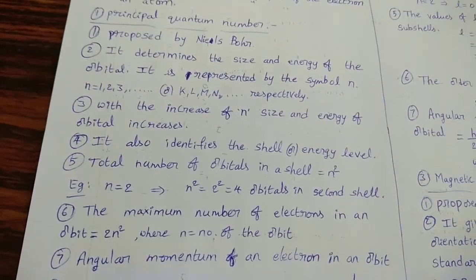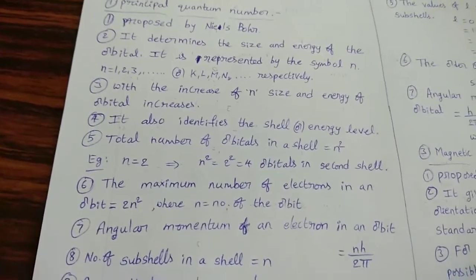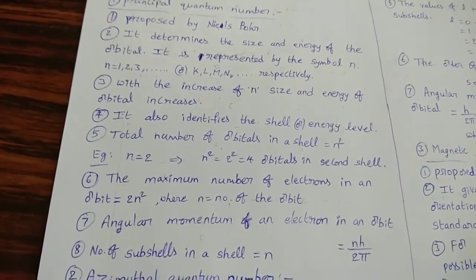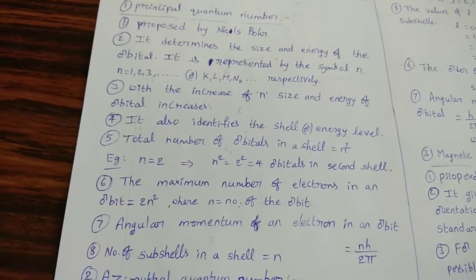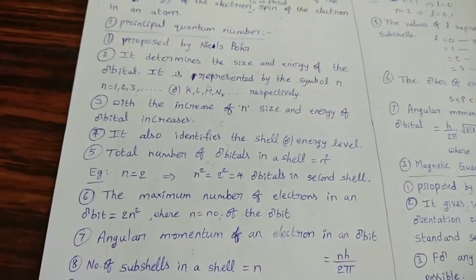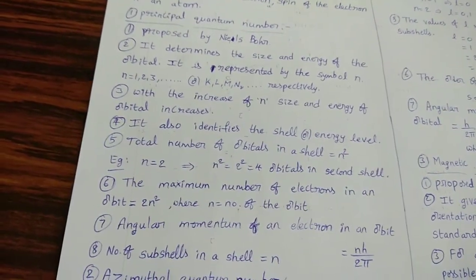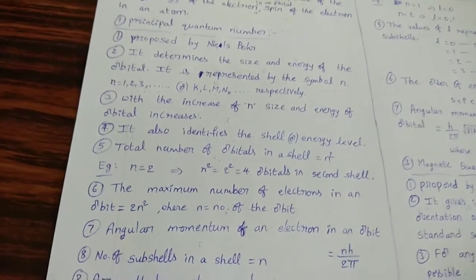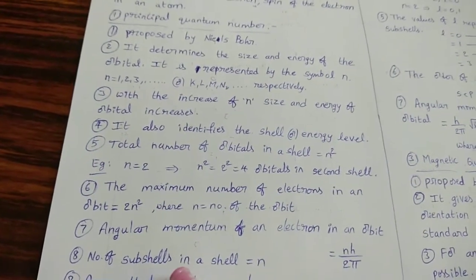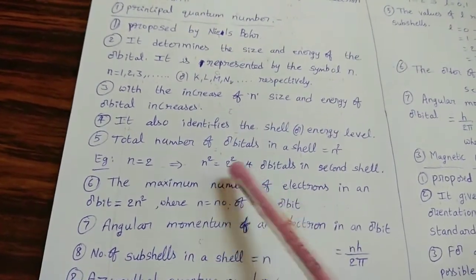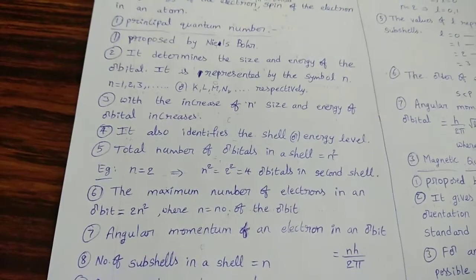Next, angular momentum of an electron in an orbit equals nh by 2 pi. We already completed the same angular momentum in Bohr's atomic model. There, small n represents the principal quantum number. Next, the number of subshells in a shell equals n. n equal to 4. How many subshells are possible in the fourth shell? 4 subshells: 4s, 4p, 4d, 4f. Okay. Remember these points carefully. Related to these, numericals are there. Multiple choice questions will come. This point and this one and then this. Okay. We will meet in the next class.